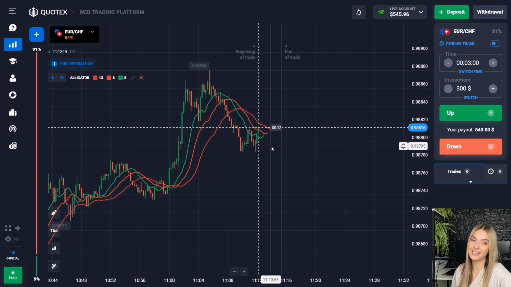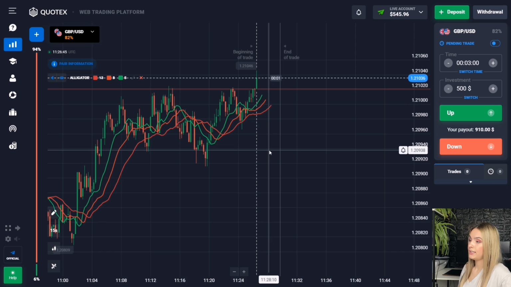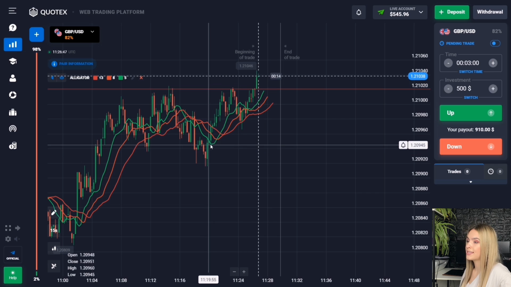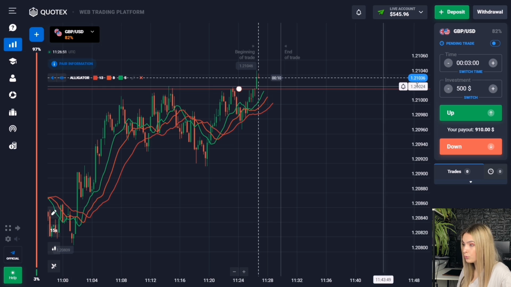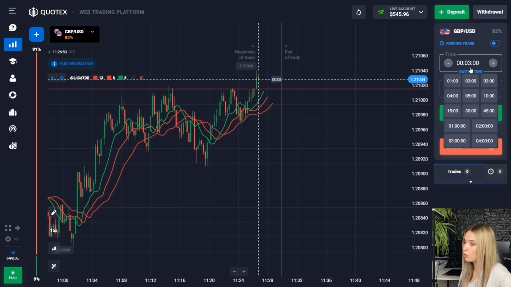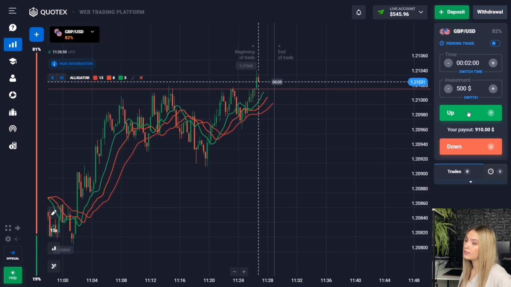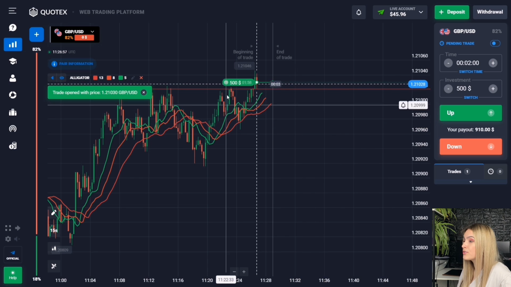Guys, let's continue. Okay, here we see that after the pullback, the price has again approached our level. Also, it is already starting to break through it. We will open a deal for 2 minutes to go up. The price has touched this level several times, and this time there is a breakout.